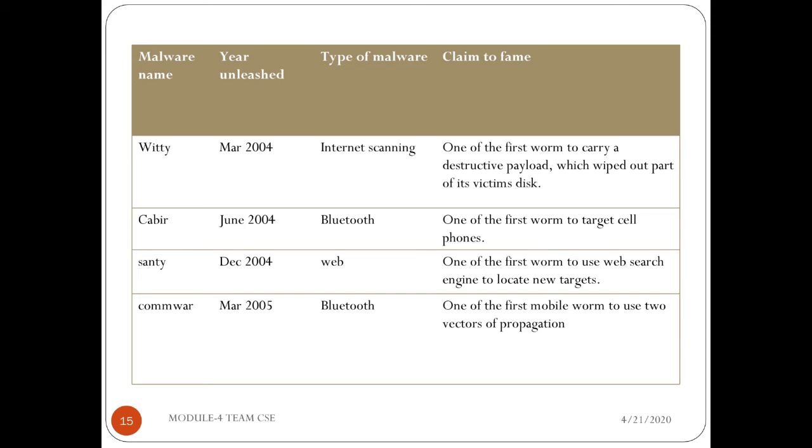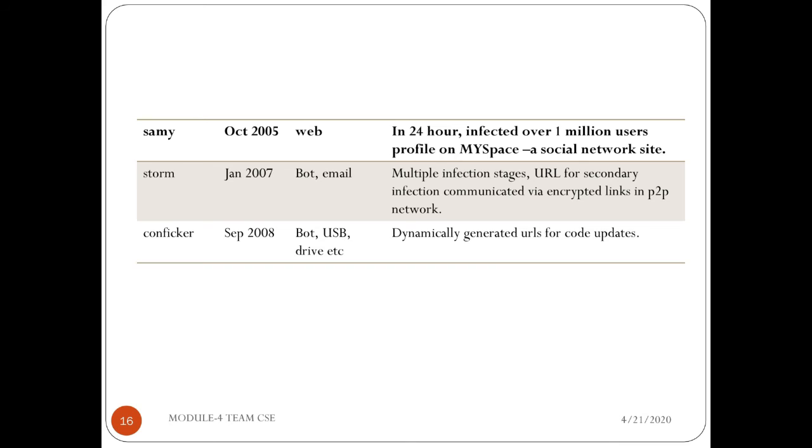Commwarrior, March 2005, with respect to Bluetooth, was one of the first mobile worms to use two vectors of propagation. Next slide, please. Sammy came into existence in October 2005. It is web-based. In 24 hours, it infected over 1 million user profiles on MySpace, a social network site. Storm, in January 2007, with respect to bot or email malware, had multiple infection stages. A URL for secondary infection was communicated via an encrypted link in a P2P network.